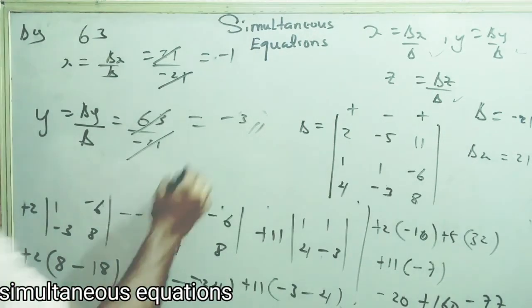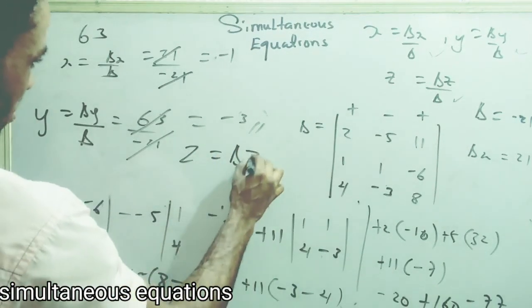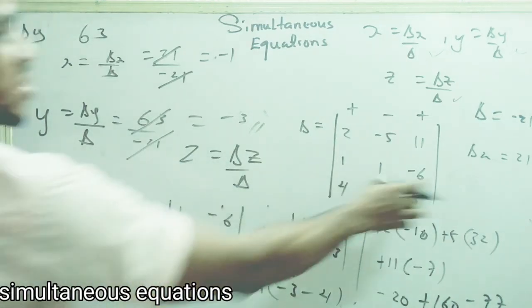And recall that z is giving us z over determinant. So the determinant is already here for you.